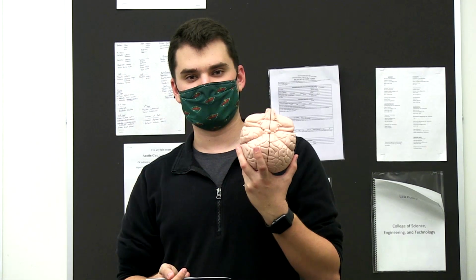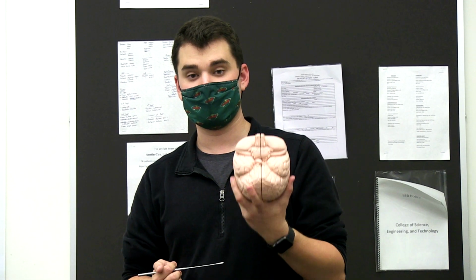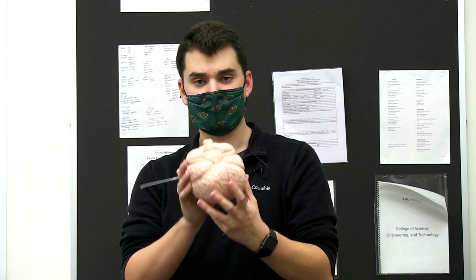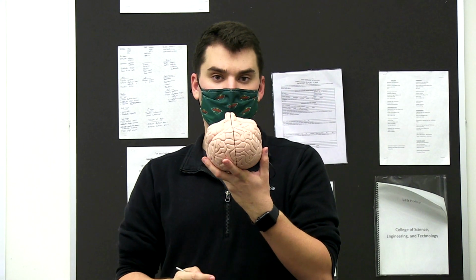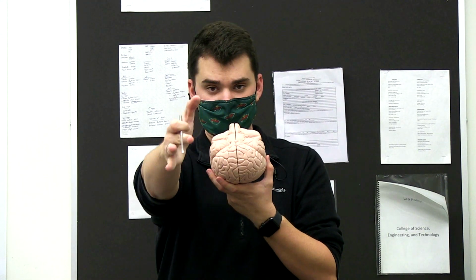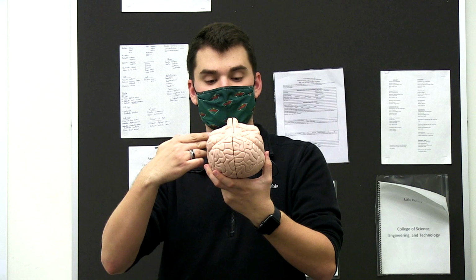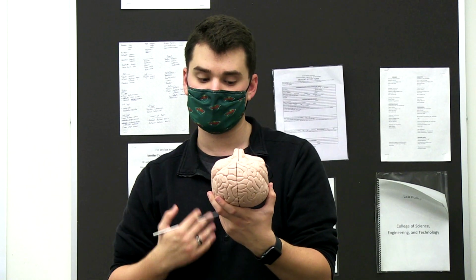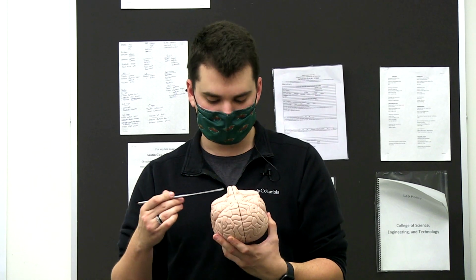Now we need to talk about two other structures in the brainstem, the pons and the medulla oblongata. I flipped the brain upside down, but you can still orient yourself by knowing that this is the frontal lobe, anterior is facing you. I have the occipital lobe and the cerebellum, that is the posterior part of the brain, facing me. So with that in mind, we want to look at the pons.